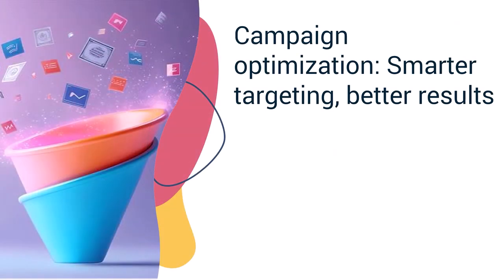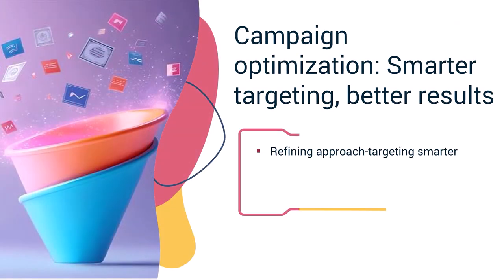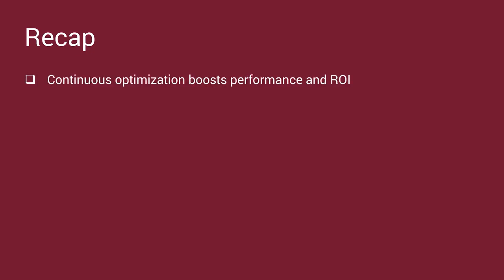Effective campaign optimization is all about refining your approach, targeting smarter, budgeting wisely, and crafting compelling ads. Whether you're on LinkedIn or Meta, use these tools and strategies to keep your campaigns performing at their best. In this video, you'll learn that continuous optimization is essential to improve digital ad campaign performance and maximize ROI.